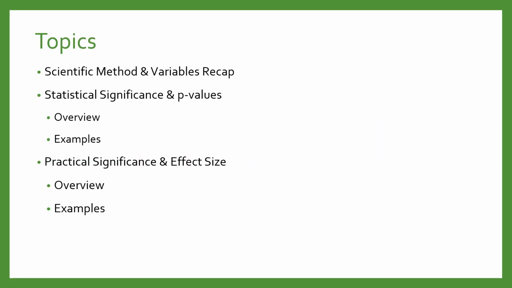So next, I'm just going to give you a quick recap of the scientific method and the variables used in research, then look at what statistical significance means, again tying it back to those p-values, those probability values, and then look at practical significance through measures of effect size.